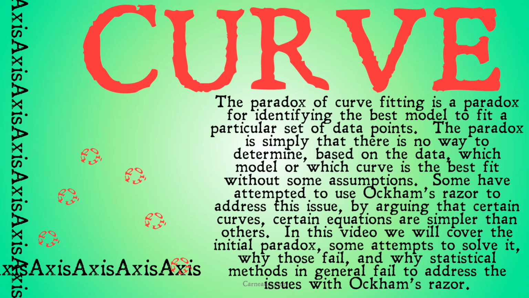Some have attempted to use Occam's razor to address this paradox by arguing that certain curves, certain equations, etc. are simpler than others. In this video, we're going to cover that initial paradox, some attempts to solve it using Occam's razor, why those attempts fail, and then we're going to look at a more general version of Occam's razor, a weaker version that has similar statistical techniques that are attempted to use to justify it, and why those statistical techniques fail to justify this kind of weaker version of Occam's razor.